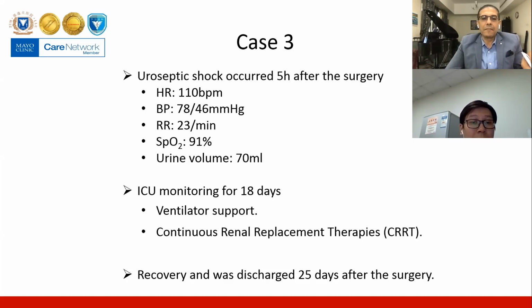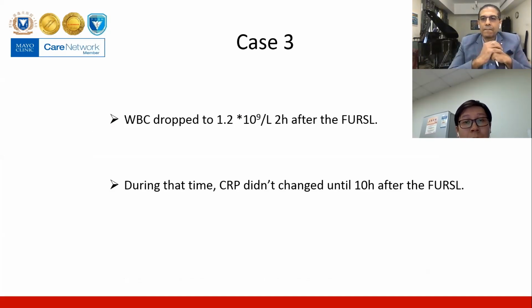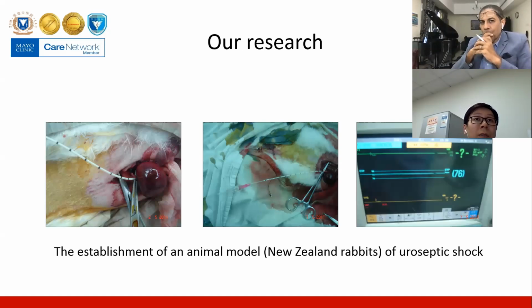And this is the trend of the white blood cell for this patient. We noticed that the white blood cell dropped to 1.2 at 2 hours after surgery. It's very low. And during that time, the CRP didn't change until 10 hours after surgery. So this information prompted our research about septic shock.